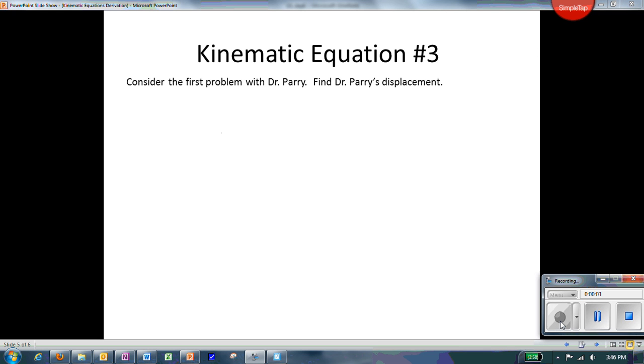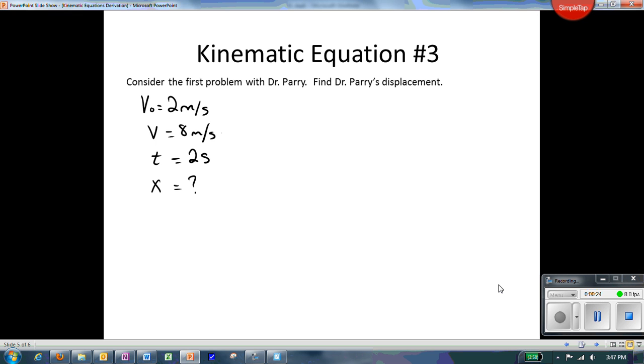In this video, we will derive the third kinematic equation. For this, let's consider the first problem we did for kinematic equation number 1, the problem with Dr. Perry, where Dr. Perry was jogging at 2 meters per second, accelerated at 3 meters per second squared for 2 seconds, and we found his final velocity was 8 meters per second.